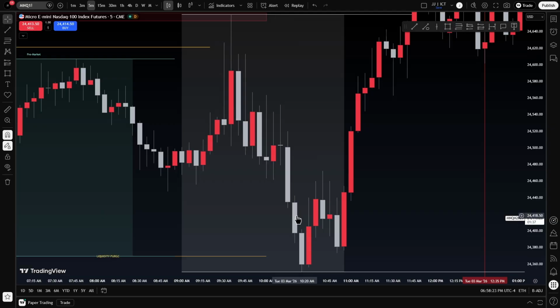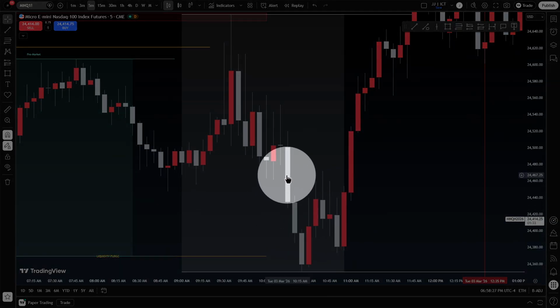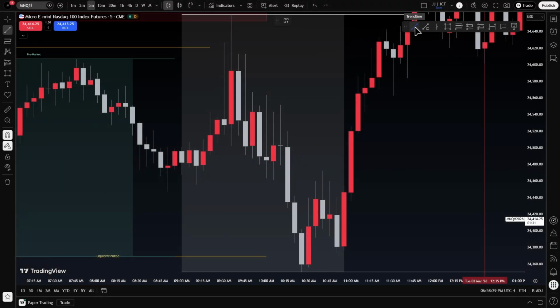We got two fair value gaps here. I'm not going to mark it because I don't want to put any more drawings on here. We got a fair value gap there. Those could get filled. So clearly the narrative is bullish right now. From what we're looking at and putting everything together, it's bullish.